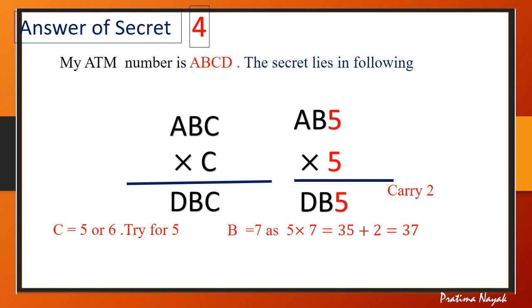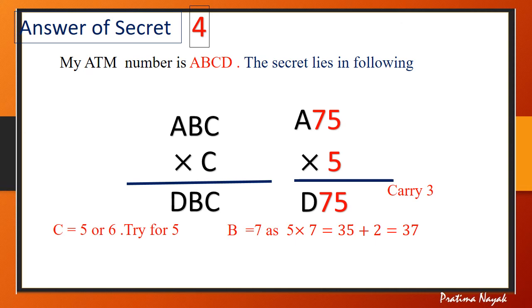It will be 7, because 5 multiplied by 7 is 35, plus 2 is 37. You could try for all the numbers. You can try 1, 2, 3, 4, and at 7 I am getting 5 7s are 35 plus 2 is 37. So what is the value of B? B is 7.